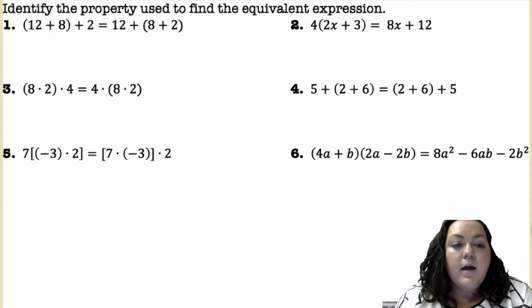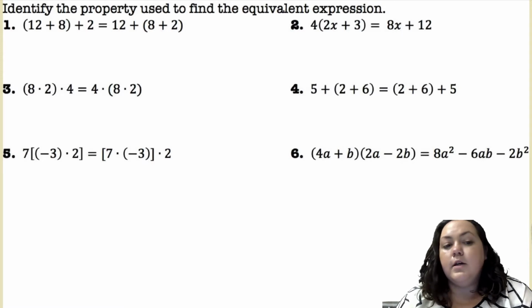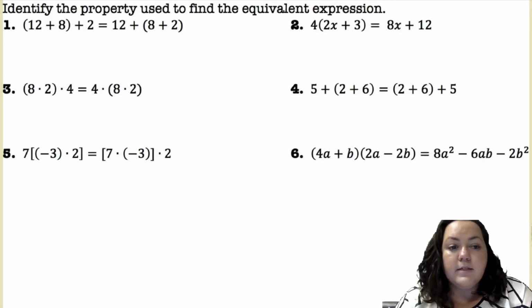Okay. Identify the property used and find the equivalent expression. Equivalent just means equal, matching. All right, so I have 12 plus 8 plus 2 equals 12 plus 8 plus 2. So these are the same. They're going to work out to give me the same answer, but what changed?